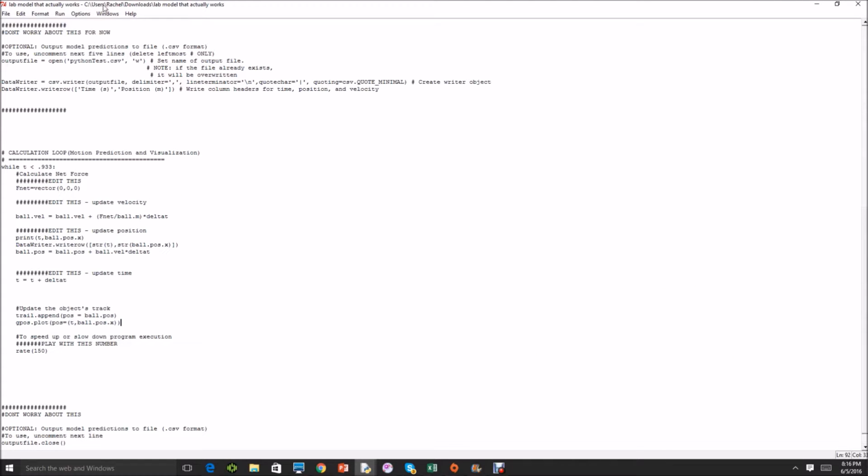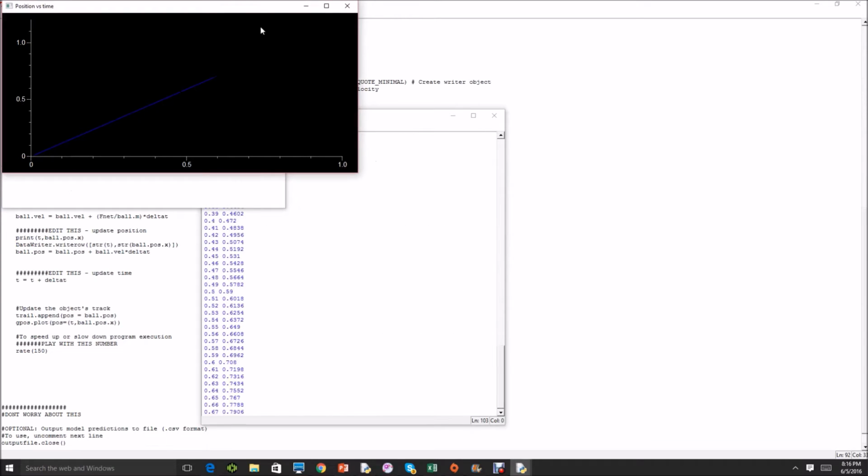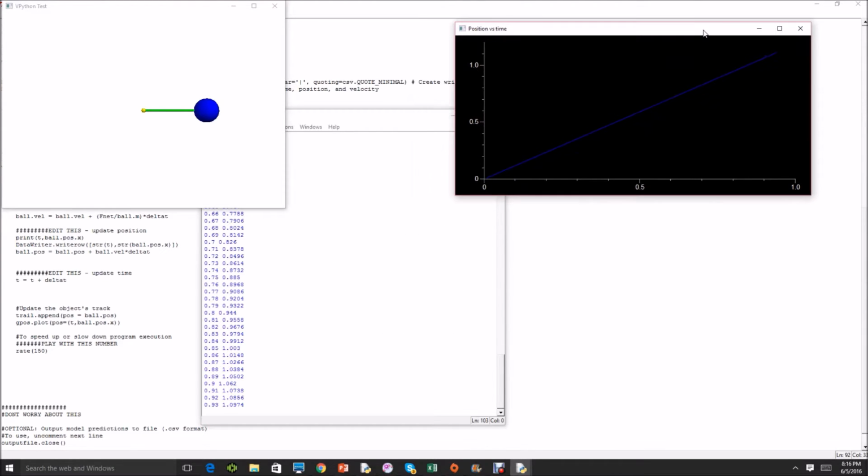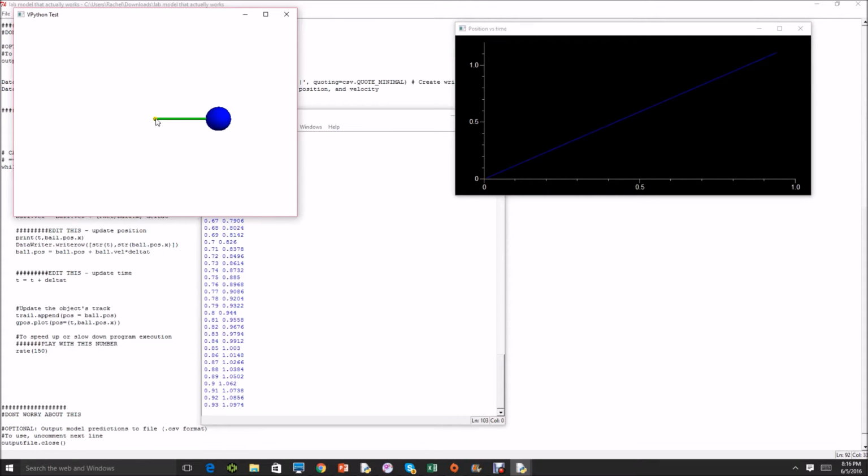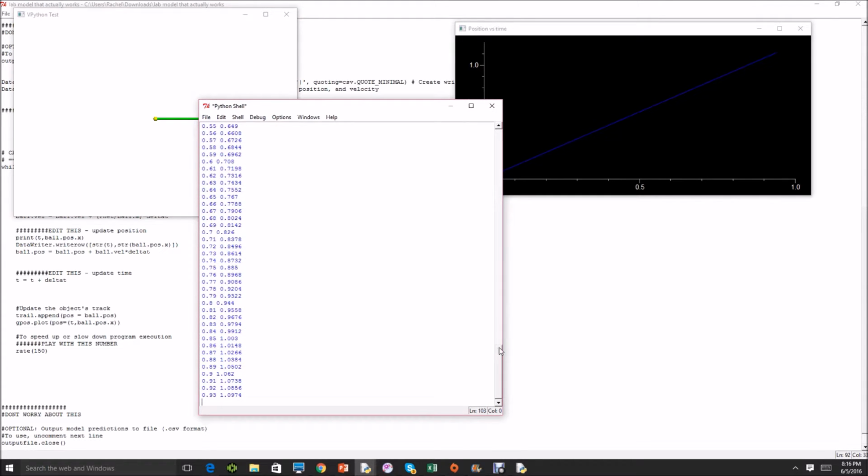When we run the code in Python, we get three separate windows describing the simulated ball's motion. One is a position versus time graph, which appears to look quite similar to that of our tracker analysis, being linear with a positive slope. The second displays a 3D model of the ball's movement, and like our video, shows the ball moving in the positive x direction away from our origin. And finally, the third is a list of time values and x position values.